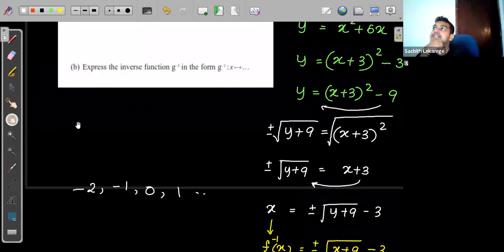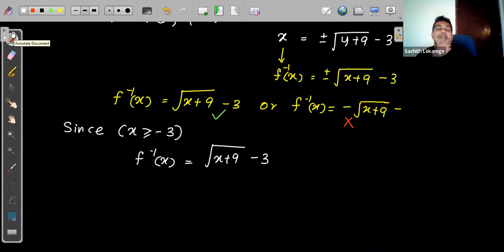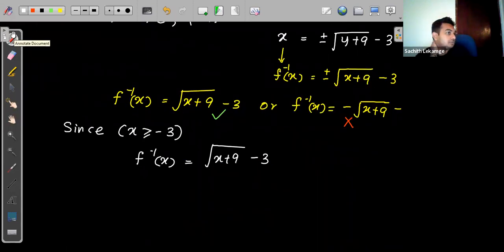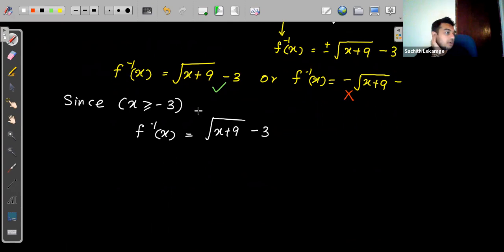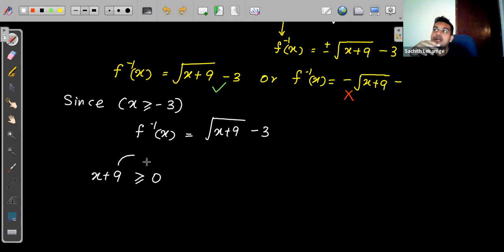Now they're asking, write down the range of G inverse x. Okay, range. Let me tell you something. Be clear, this square root should be positive. I told you, right? So I'm taking x plus 9 definitely should be bigger than or equal to 0, because whatever is inside this root should be bigger than or equal to 0. Take 9 to this side: x bigger than or equal to minus 9, right?